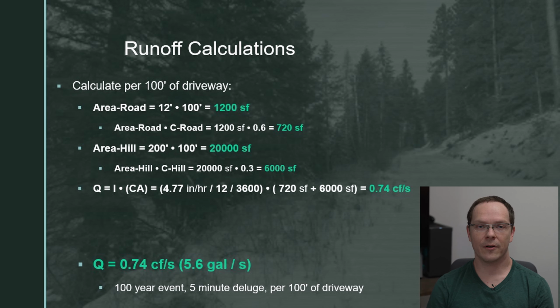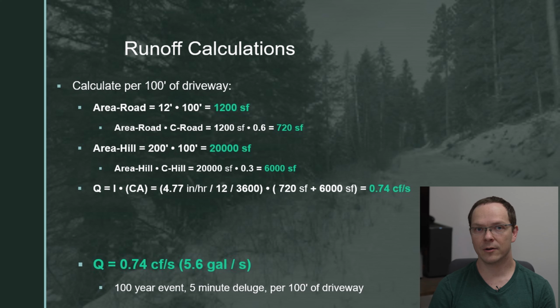Now that we have all that, we can go ahead and do the math to figure out how much rain we get per 100 feet of driveway. And I like that just because it's a nice easy number to work with. So we take the area of the road, and I'm just going to call my road 12 feet wide. That's 100 feet long, so I have 1,200 square feet. And then I multiply that by that gravel coefficient, and so it ends up scaled down to effectively 720 square feet, and that's the square footage of the road that's causing runoff. The rest of it's absorbed.